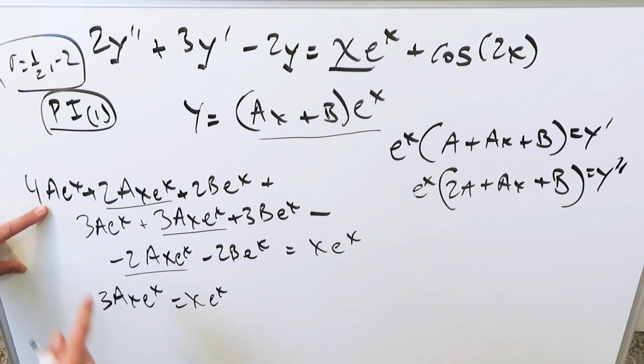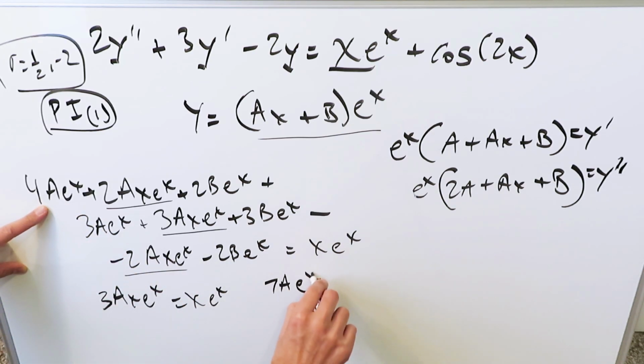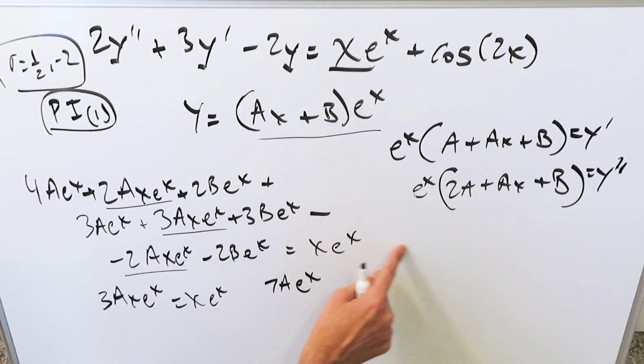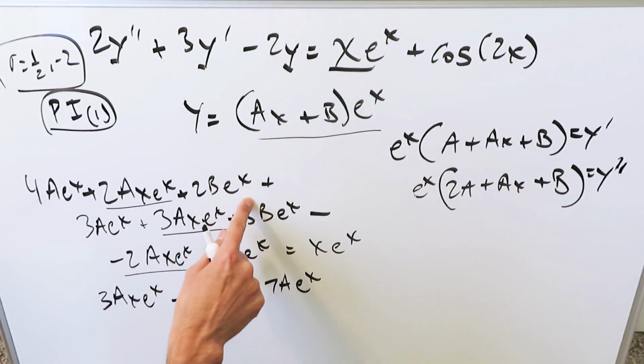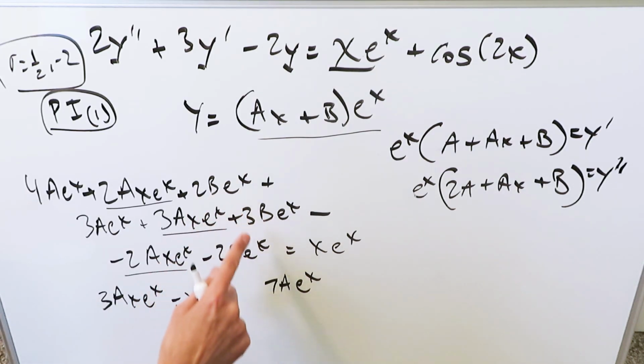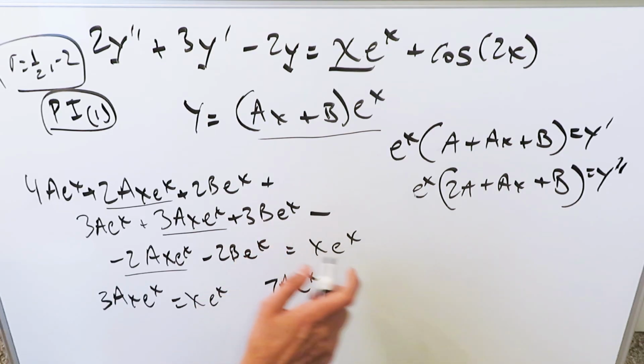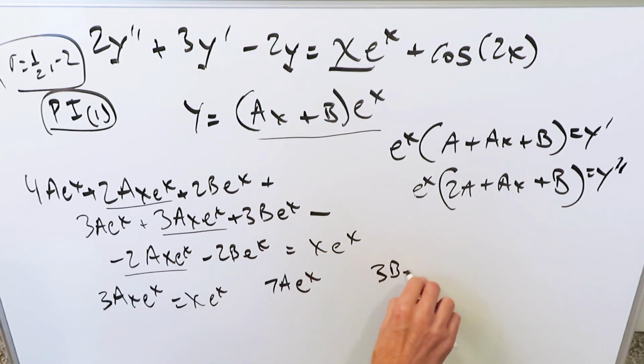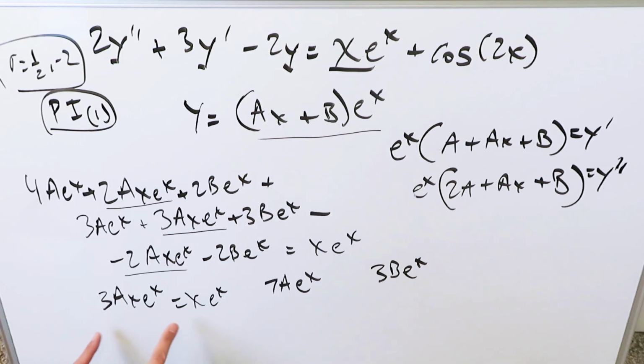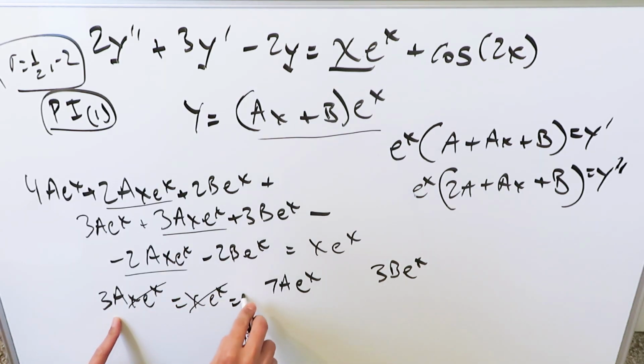Let's look at my other terms. I have a 4a e^x plus 3a e^x. I have here 7a e^x, and it does not have a corresponding term after the equal sign. Let's look at my b exponential terms. I have a positive 2b minus 2b, they cancel out, plus 3b e^x. It doesn't equal anything. When I'm looking over here, this equals that. You can literally cancel these out and it's equal to 1. Here a is equal to 1 over 3.